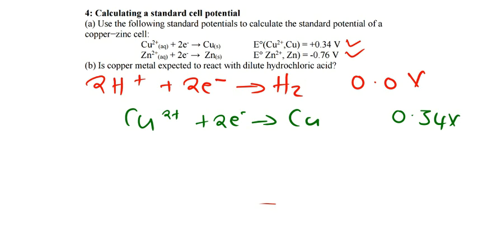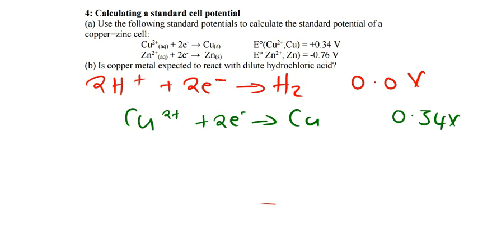So copper is less reactive and it won't be able to react. When you compare, for example, the ones that are on top there, you can see that zinc has got a negative value, implying that zinc is actually more reactive than copper. So the one that is more reactive is the one that goes on the anode, or the one that gets oxidized.